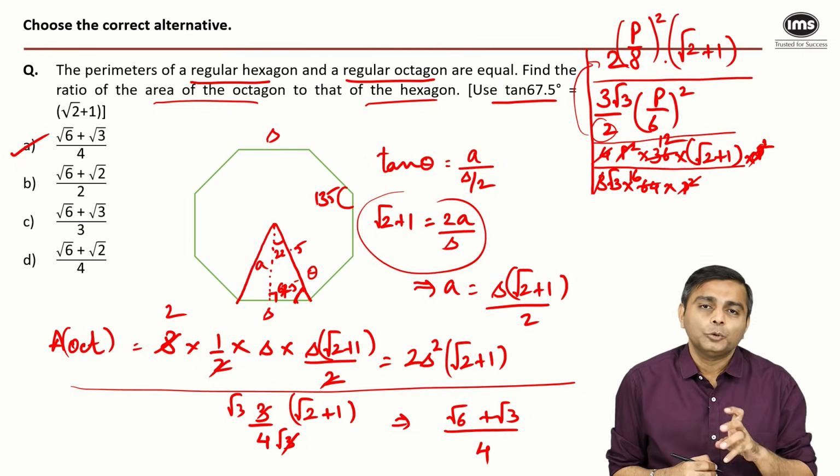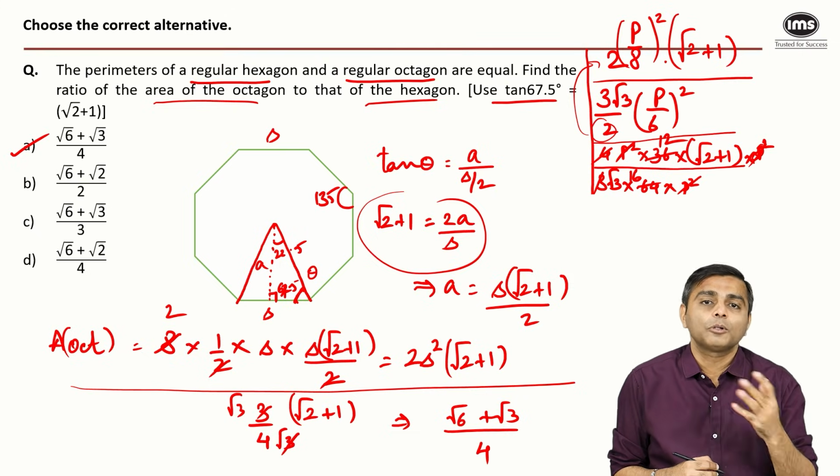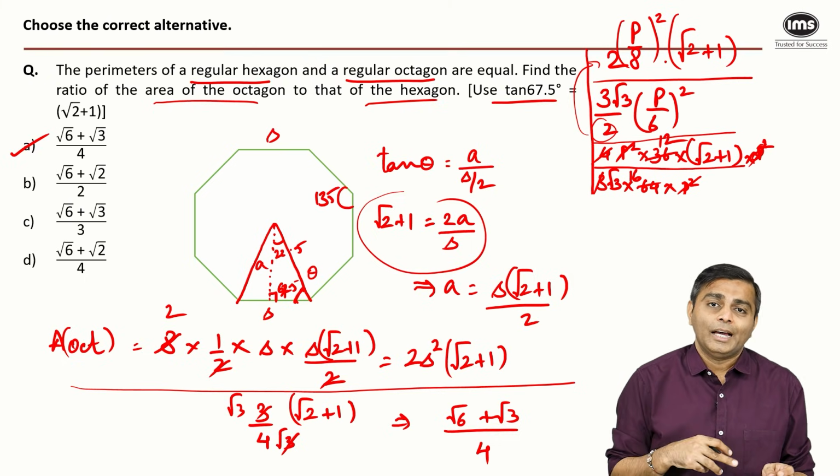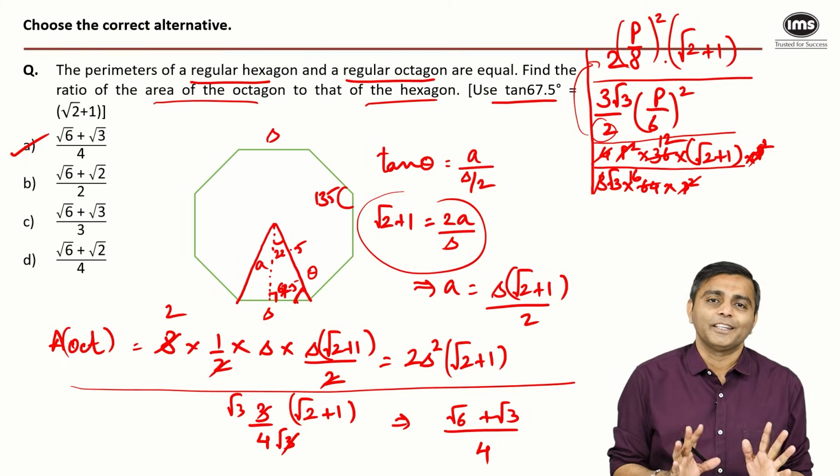So I think again, the only important bit was to find the area of a regular octagon. That's about it. Hexagon you should know. Other than that, the question is pretty doable.